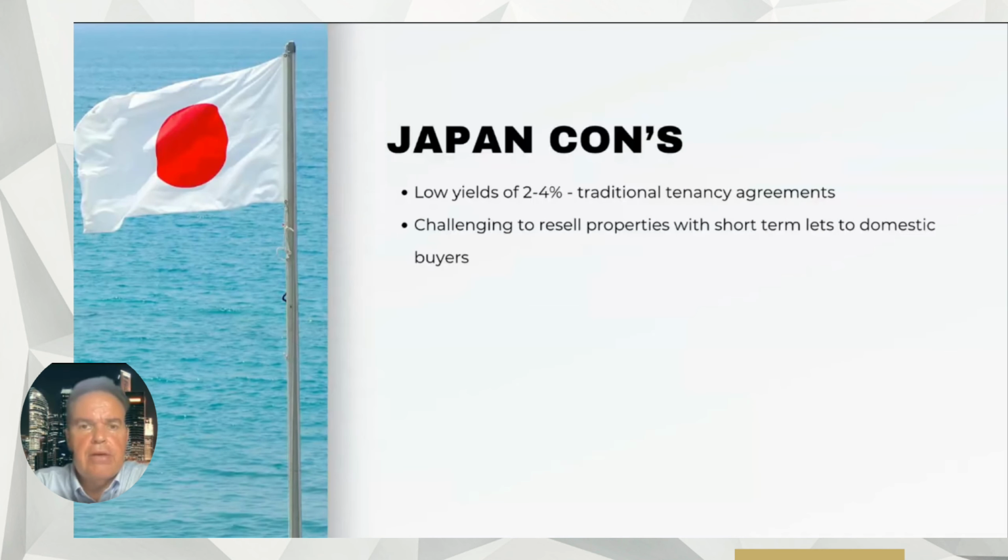So what are some of the downsides to Japan? Well, the yields aren't particularly exciting. We're looking at 2 to 4% yields. You're looking in Tokyo at around 2 to 3% yields, and maybe 3 to 4% yields in places like Osaka. These are on what I call traditional tenancy agreements, so 2-3 year tenancy agreements. They can be a lot higher for the short-term holiday kind of lets.